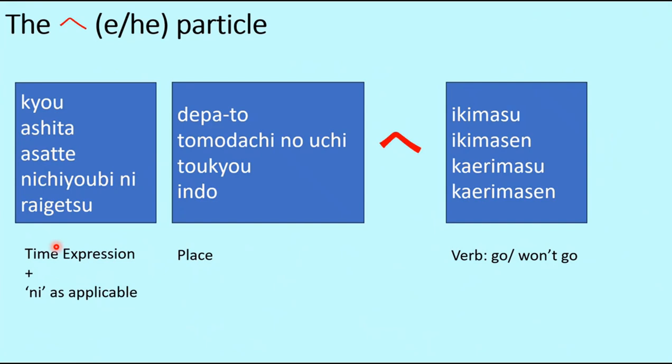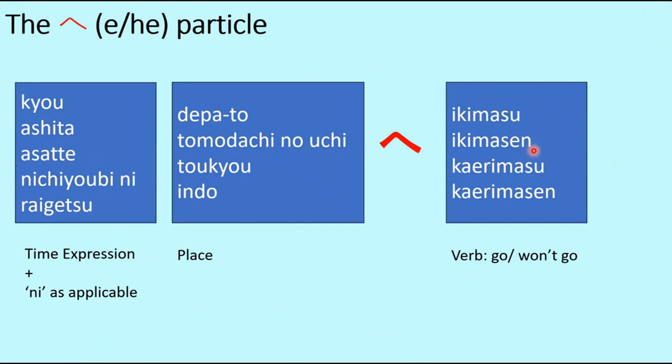So we can make various sentences by using combinations of all these. For example, watashi wa ashita depato e ikimasu. That means tomorrow I will go to the departmental store. Asatte watashi wa tomodachi no uchi e ikimasen. That means day after tomorrow I will not go to my friend's house.